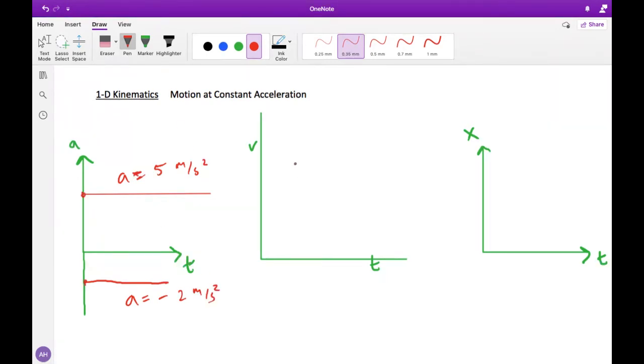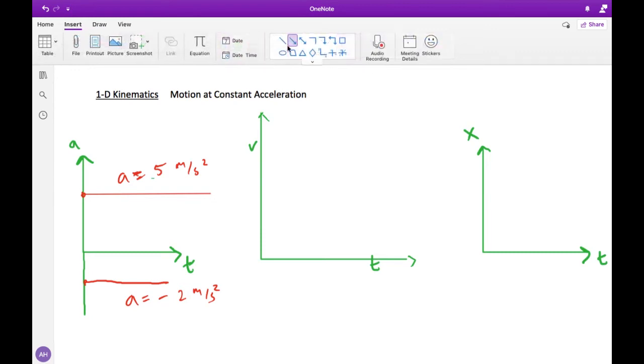Okay. But really, what I want to analyze with you guys here is this velocity time graph. So if the acceleration is constant, then how would that affect our velocity time graph? Well, our velocity time graph would look like this. It would be a straight diagonal line.